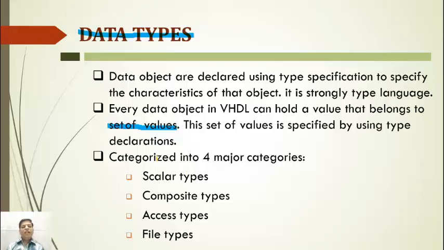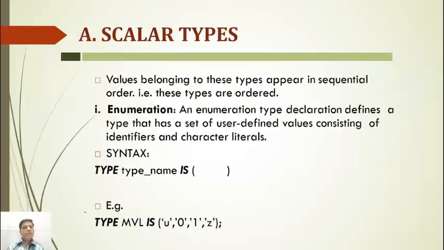Data types may be categorized into 4 major categories. First, scalar types, second, composite types, then access types and then file types. In that, first, scalar types.